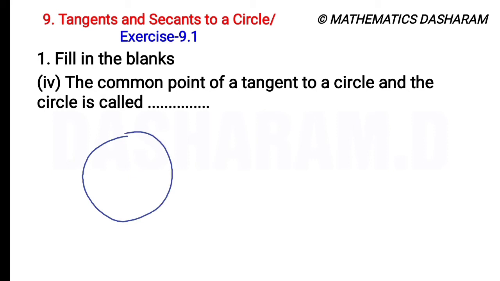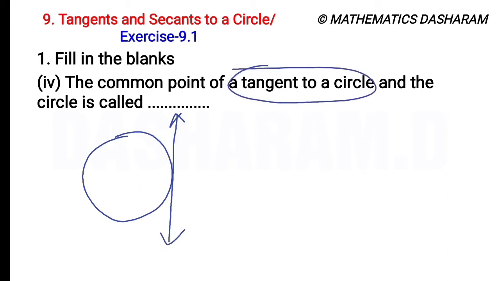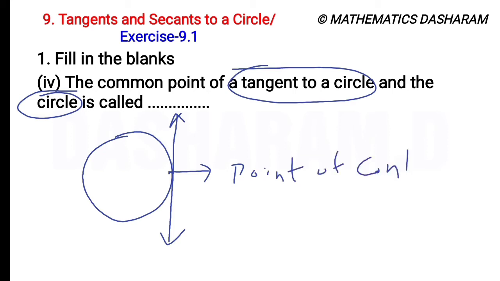Fourth question, the common point of a tangent to a circle and the circle is called dash. See, here is a circle. So let's draw one tangent. The tangent to a circle and the circle, its common point, means here is a common point. So it is called the point of contact.